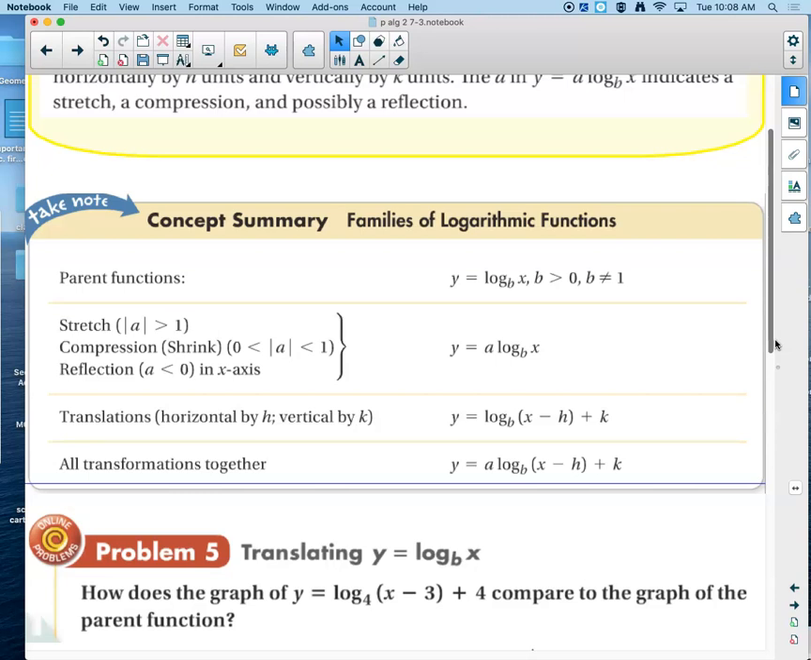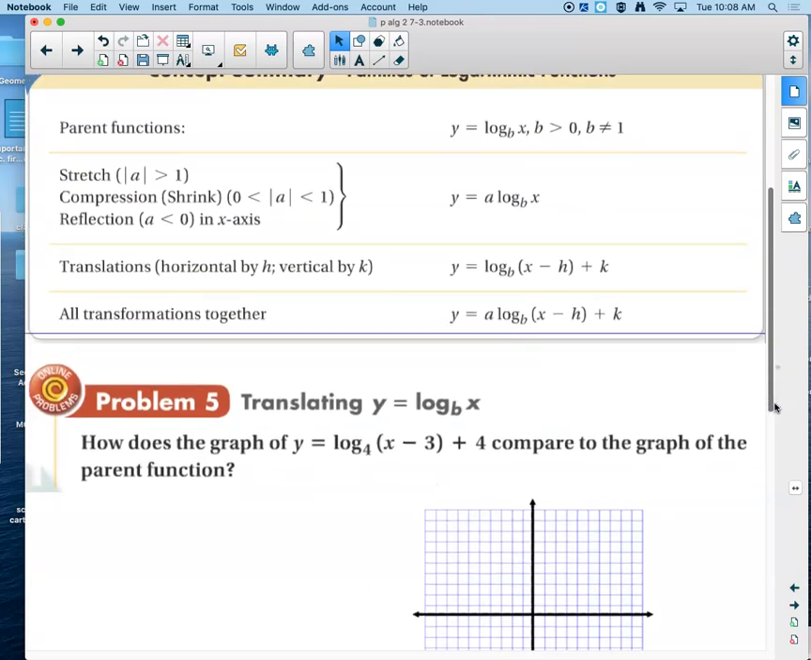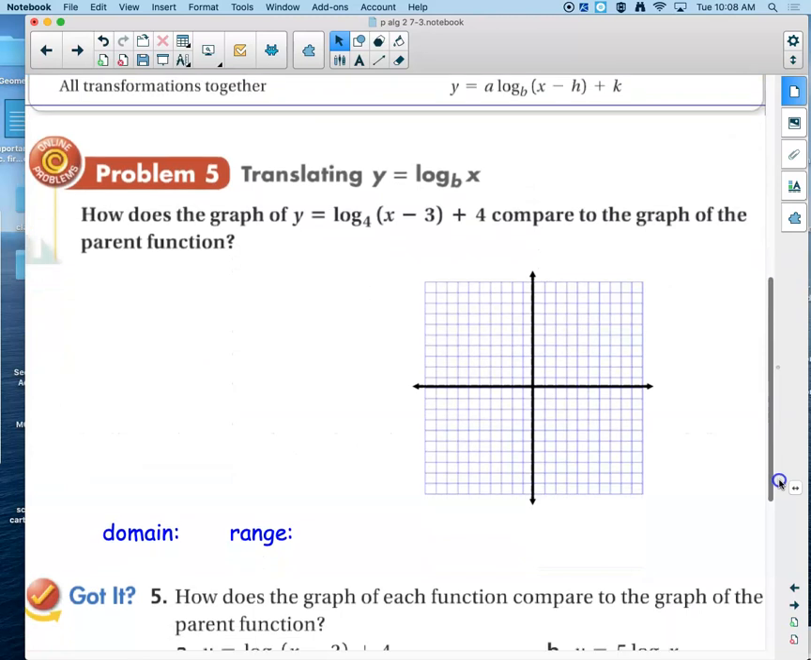Translations, still left and right for h. X is still the naughty variable. It's going to look like the opposite of what we need. K is still in the back doing the up and down. Putting it all together, there is y equals a logarithm base b of x minus h plus k. So lots going on. All right.